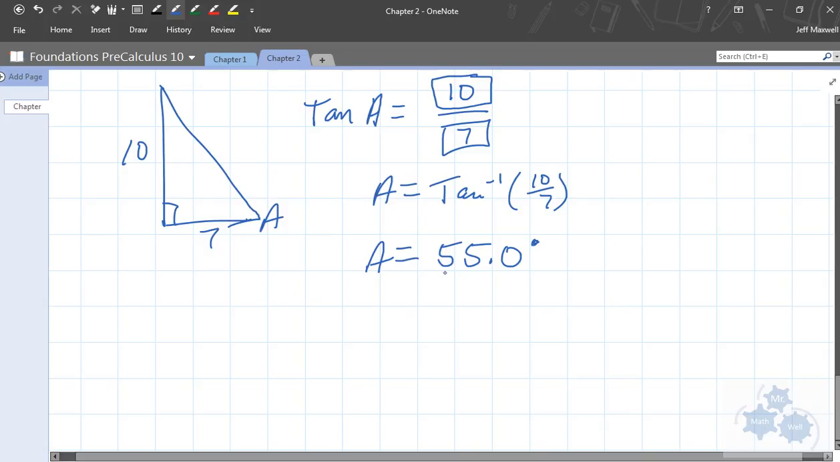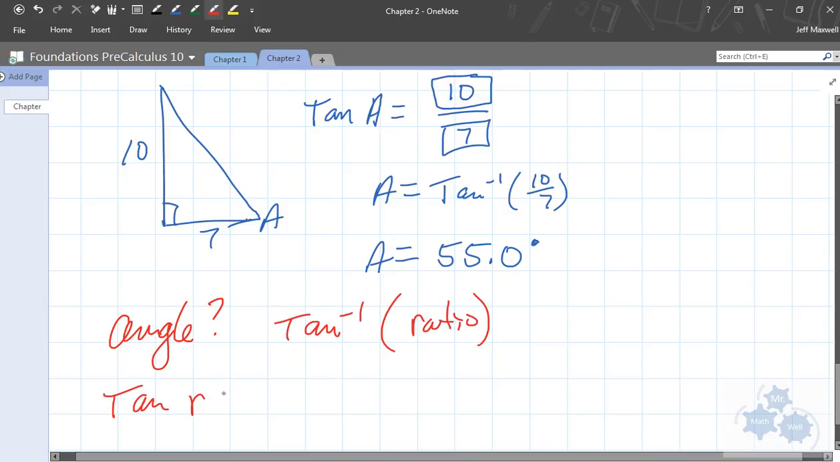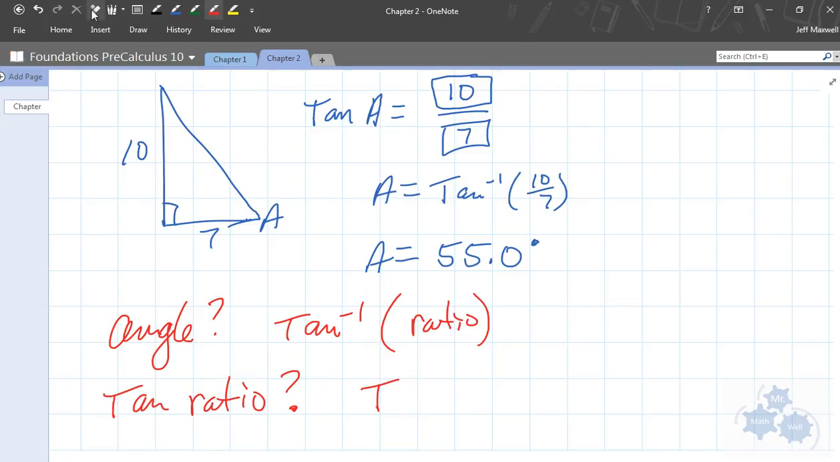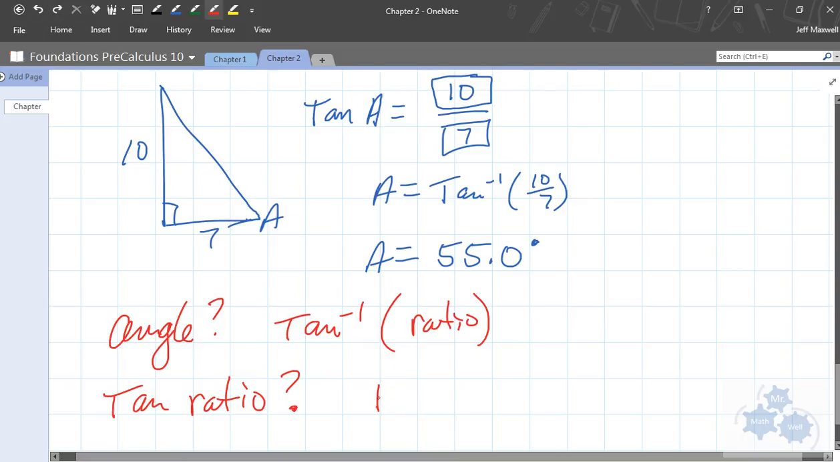Any questions? Okay, so if it's the angle that you're looking for, then you do tan to the negative 1 of the ratio itself. If you're looking for the tan ratio, then you just do the ratio itself. So it's just the numbers. You do the second function only when you're looking for the angle.